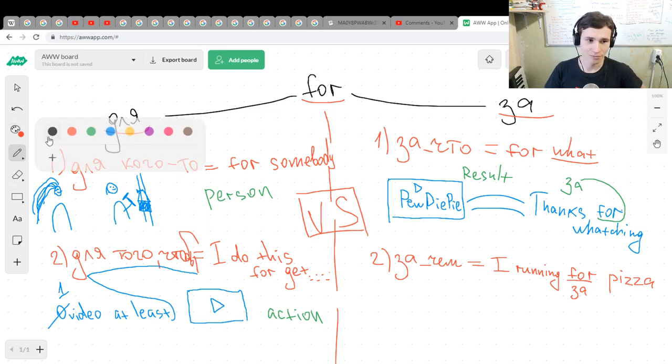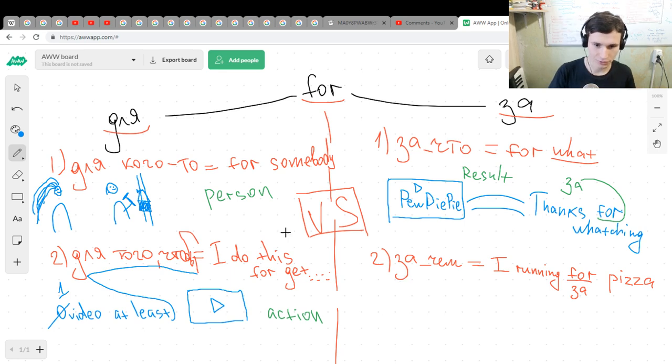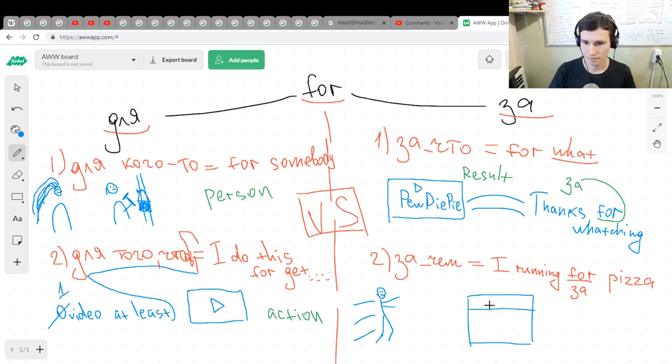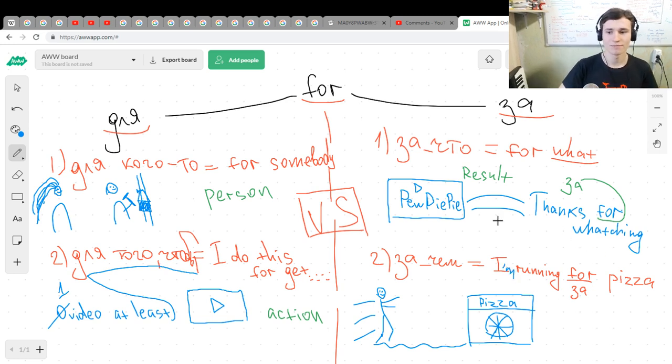Let's draw pizza for more memorizing. First will be you. Running, some of the fast ways to run, yes, I'm running. It's you with a smile, and here, pizza, and here we have some of the pizza too. Yes, super. Nice, some pieces. And you are running to the pizza. I'm running for pizza. For the pizza.